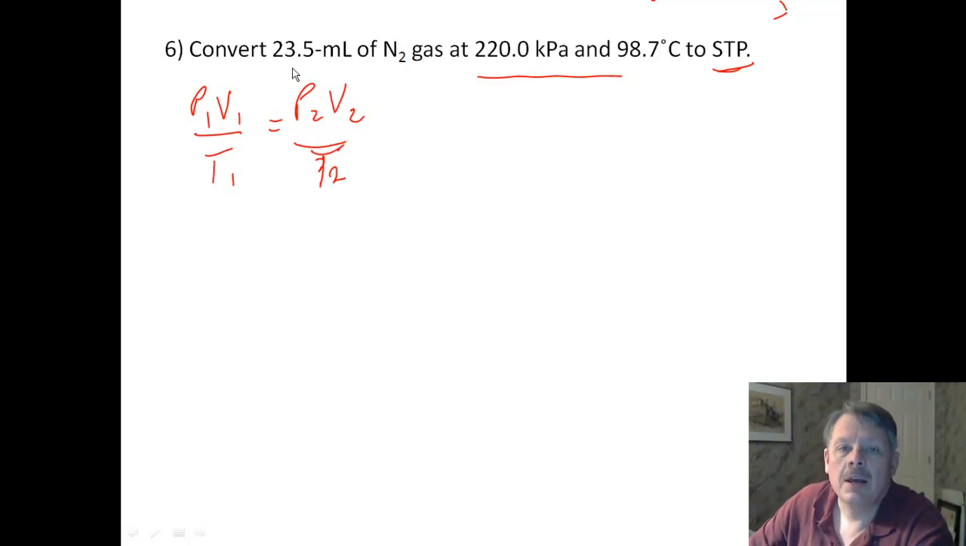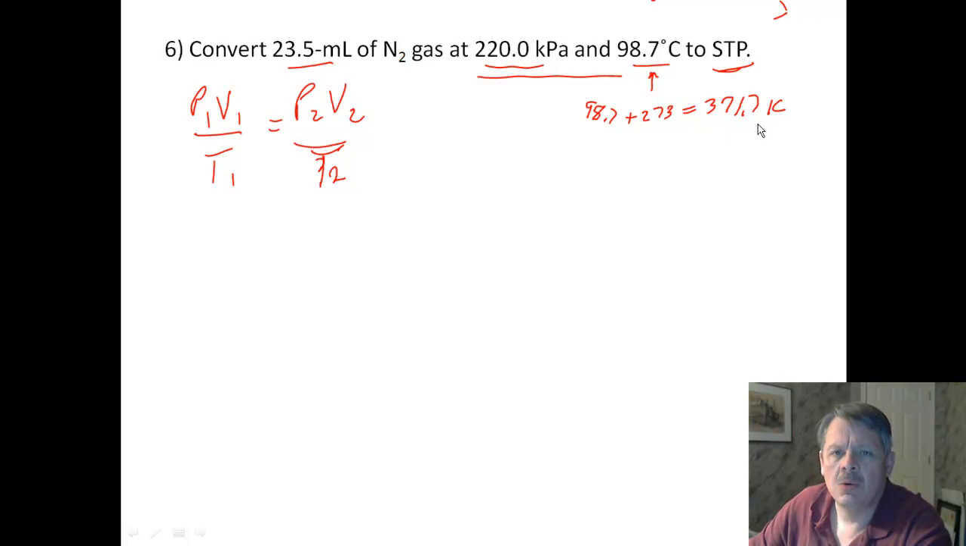Right? And we have milliliters, and we have kPa, and we have Celsius. We know we have to change the Celsius. All right, so let's say 98.7 Celsius plus 273, and that's going to give us 371.7 Kelvin. Now, what about everything else? Well, so long as we're consistent in our units, it doesn't matter what our units are, aside from Kelvin.